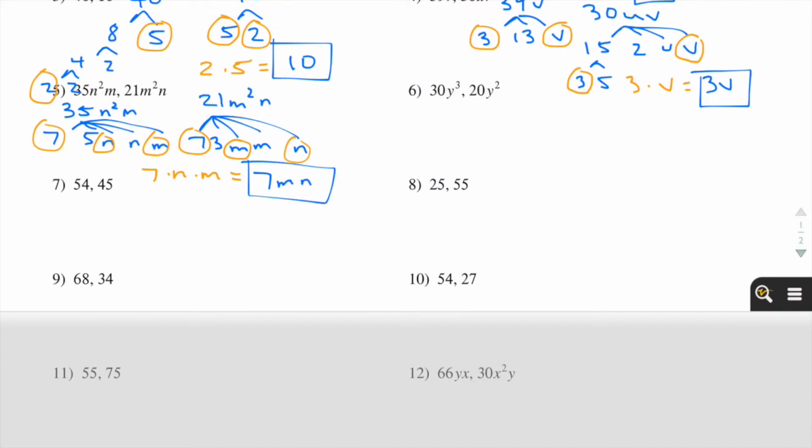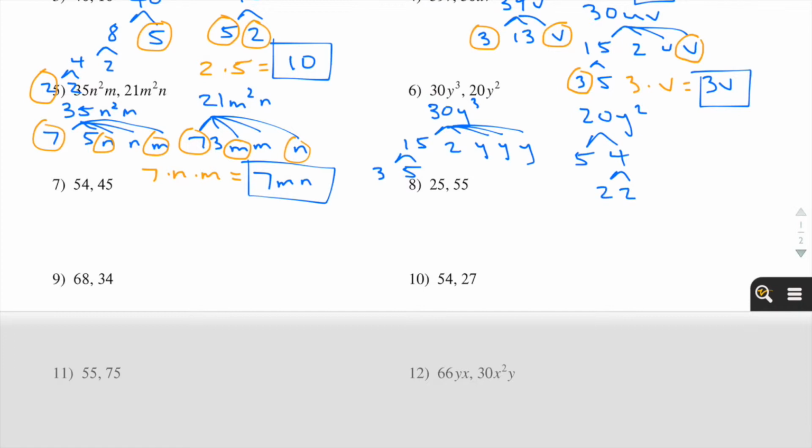Okay, number 6. 30y cubed. Break that down to 15 and 2, and that y cubed breaks down to y. 15 breaks down to 3 and 5. 20y squared, we break that down to 5 and 4. This 4 breaks down to 2 and 2. The y squared breaks down to y and y.